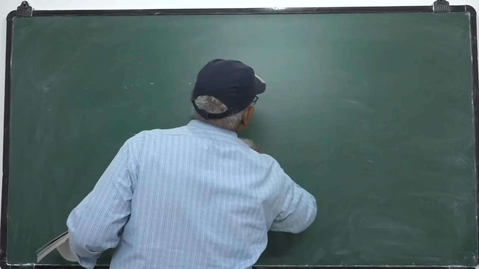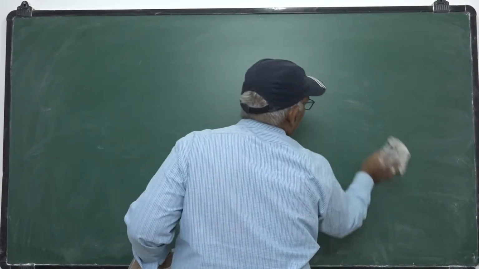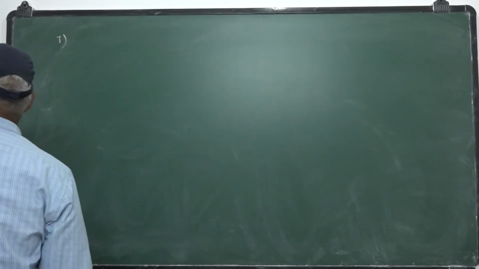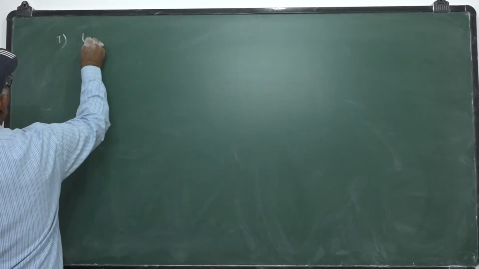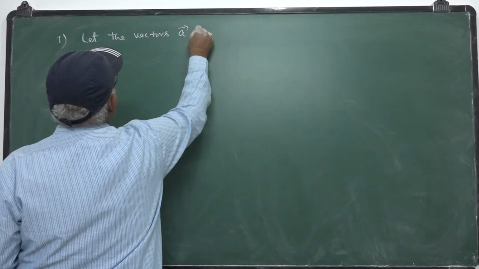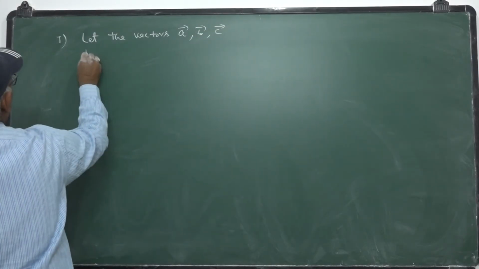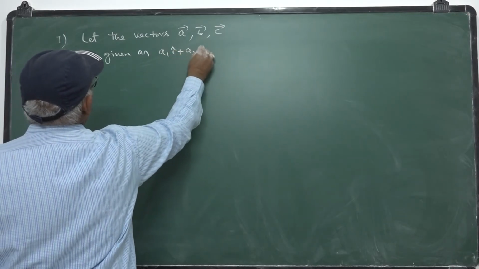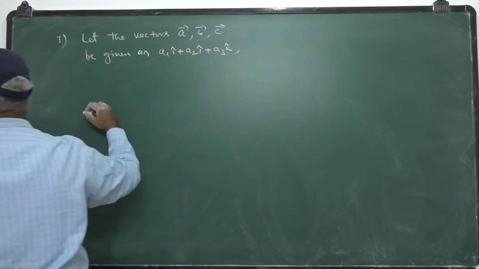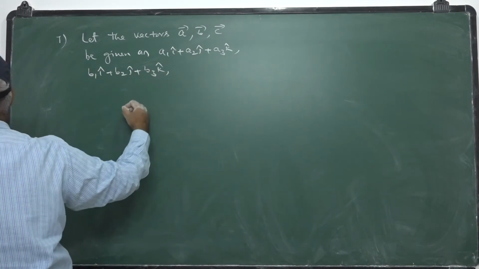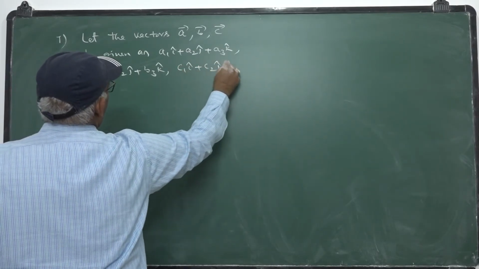Next one. Seventh problem. Let the vectors A bar, B bar, C bar be given as A1 i plus A2 j plus A3 k, B1 i plus B2 j plus B3 k, C1 i plus C2 j plus C3 k.